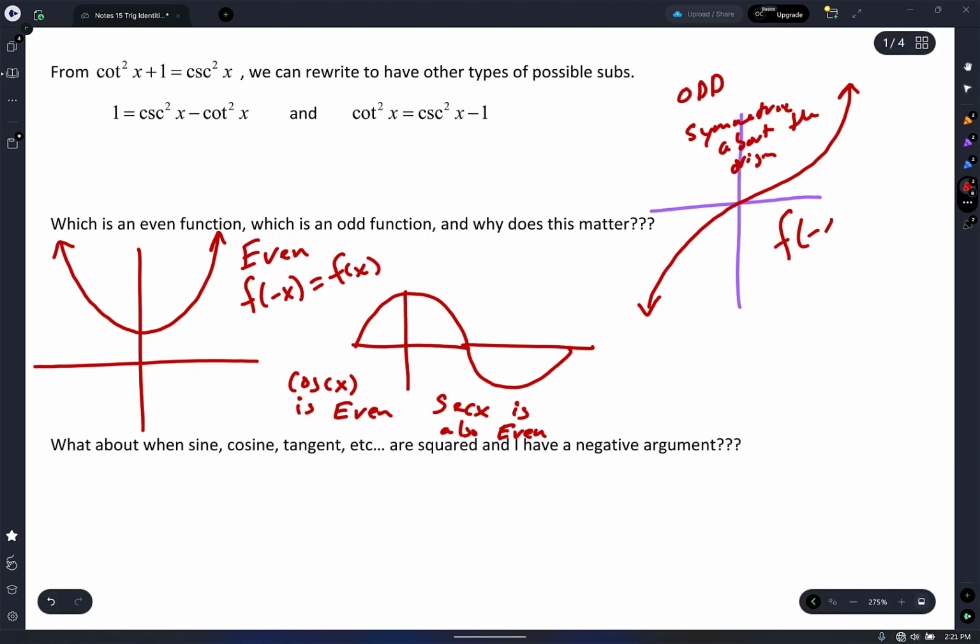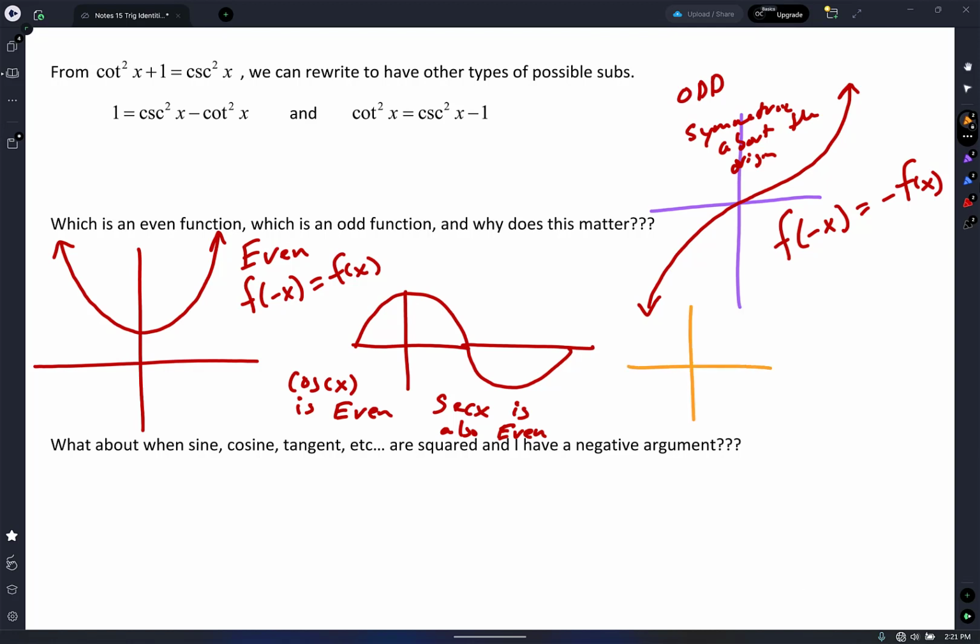This is a property: f of negative x equals negative f of x. So the sine graph, well, I kind of should have already mentioned it, so well, too bad. The sine graph looks like this. So the sine graph is odd. Sine x is odd. If sine x is odd, so is its reciprocal. Cosecant x is odd. And so is tangent. And its reciprocal.